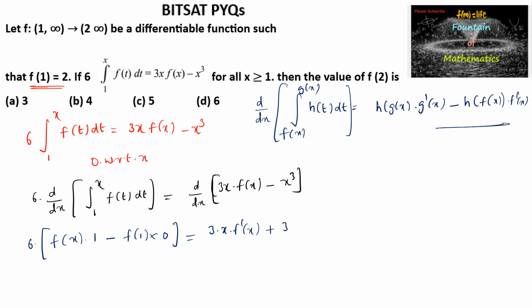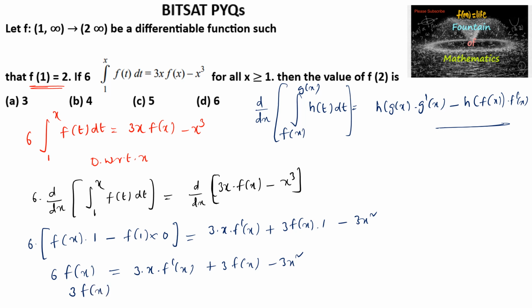plus 3 times f of x into differentiation of x is 1 minus 3x square. So we can write 6 times f of x is equal to 3 into x into f dash of x plus 3 times f of x minus 3x square. Or we can also write 6 times f of x minus 3 times f of x is 3 times f of x is equal to 3 into x into f dash of x minus 3x square.